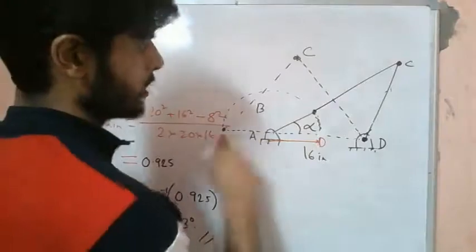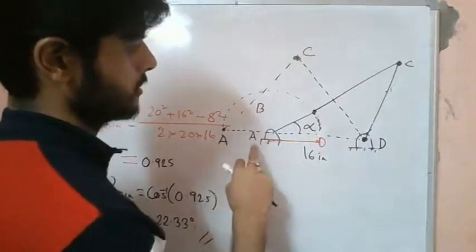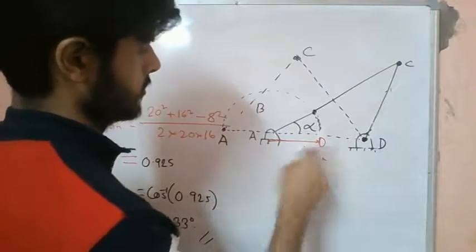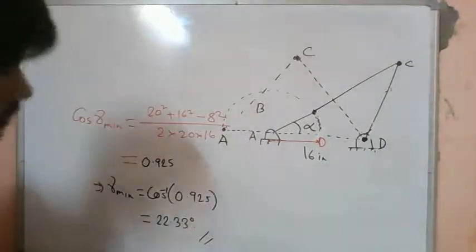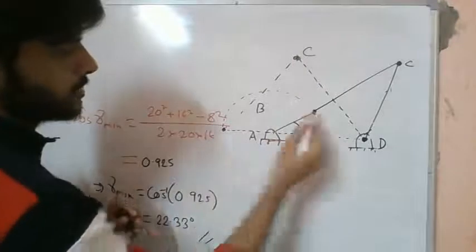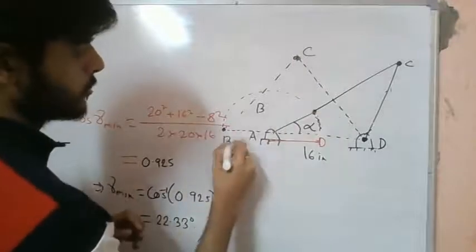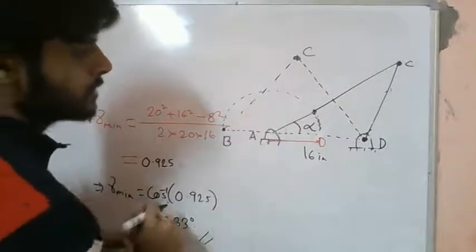Okay, so this is our A point. Something has been changed. Okay. So this is our B point. This was our B point. So this is our B point.